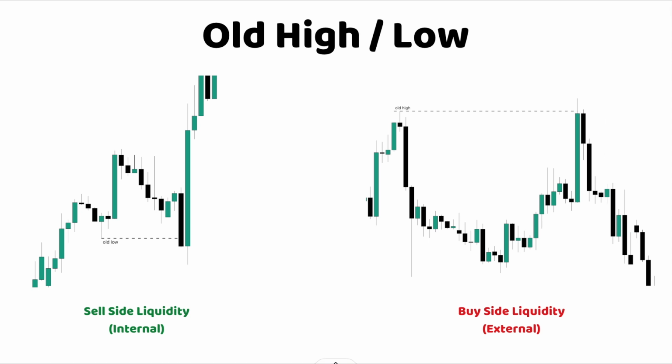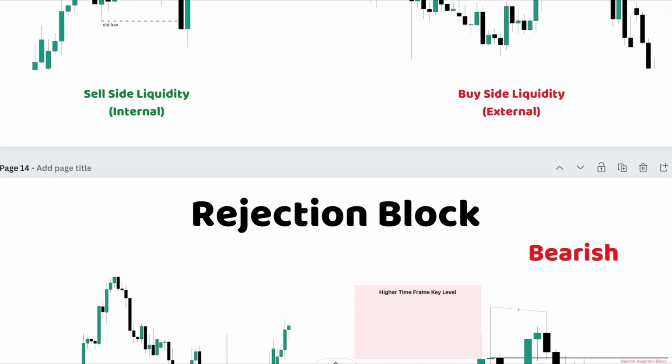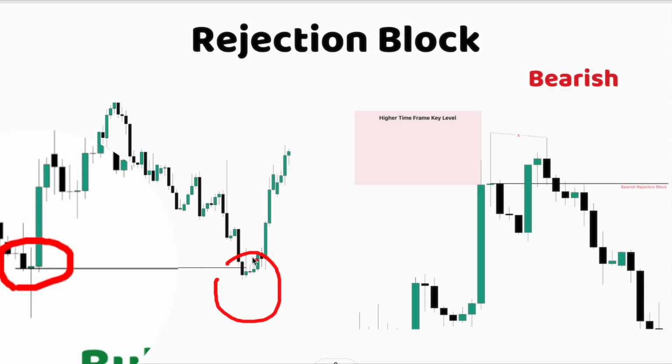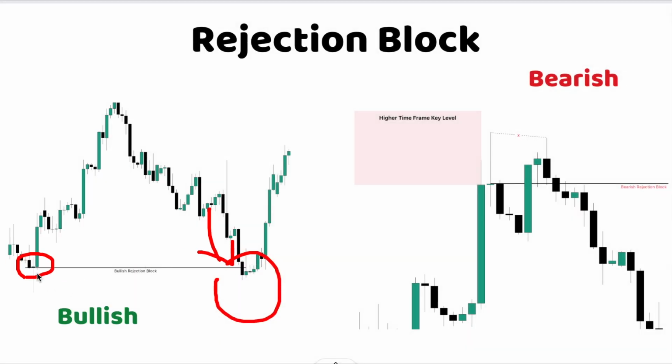So let's move on to the next PD array. We have the rejection block. For a bullish rejection block, a price low has formed with a long wick of the candlestick and price reaches down the body of the candle, which is here. Price reaches down the body of the candle to run sell side liquidity out before price rallies higher. So this is our bullish rejection block.